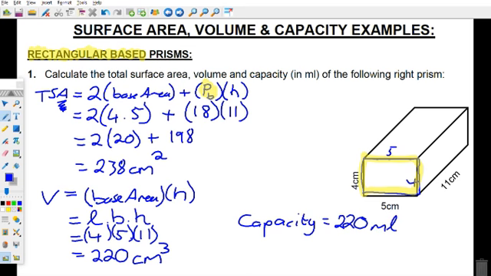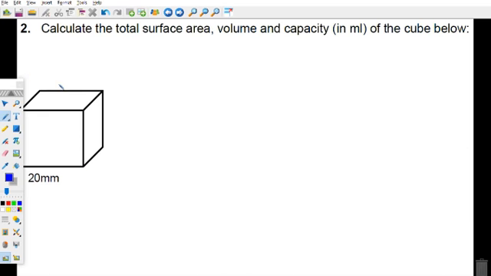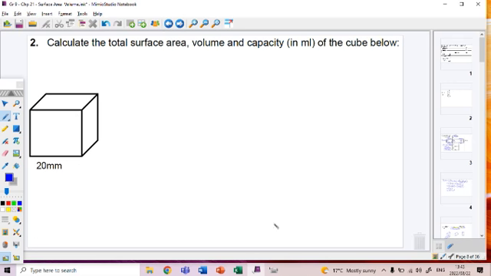Now this, it's a rinse and repeat. So, ready, let's go to the next one. Calculate the total surface area, volume, and capacity in milliliters of the cube. Okay, do it now, quickly. Go, go, go. Okay, so we said it is a cube.